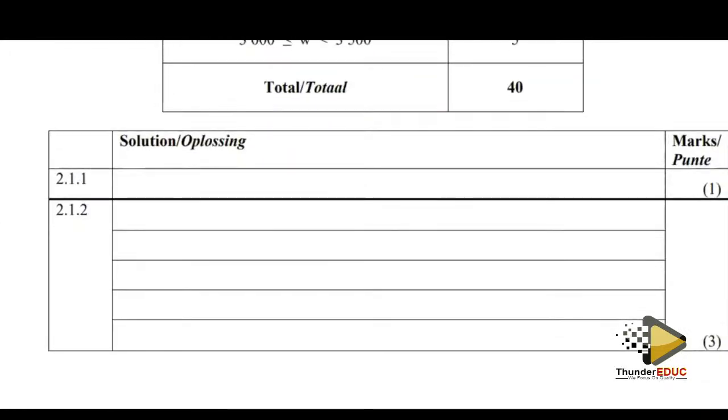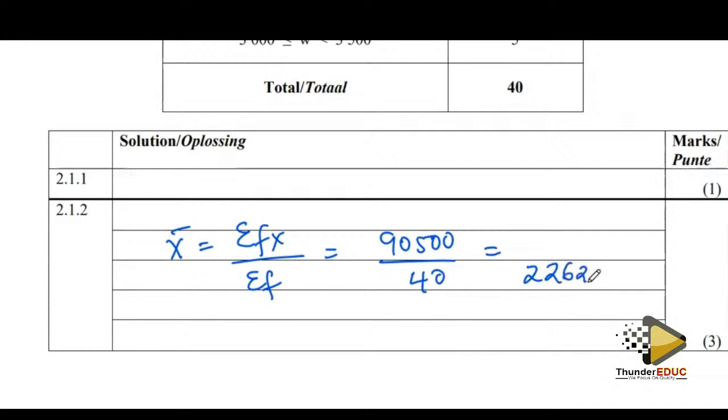Okay, so estimated mean, it's saying summation of f times x over summation of f. So you have 90500 divided by 40. When I divide this by 40, I'm getting 2262.5. So this is basically the grams that were lost on average.